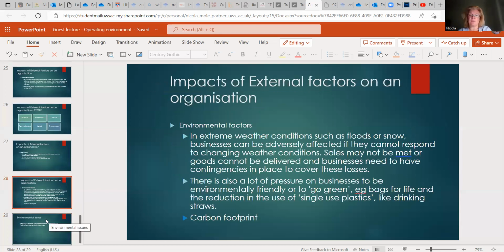Environmental factors, all right, so these can really impact on an organization. So in extreme weather conditions, such as floods or snow, businesses can be adversely affected if they cannot respond to changing weather conditions. So they might not be able to sell the products to the customers, or the goods cannot be delivered, and businesses need to have contingencies or plans in place to cover these losses.